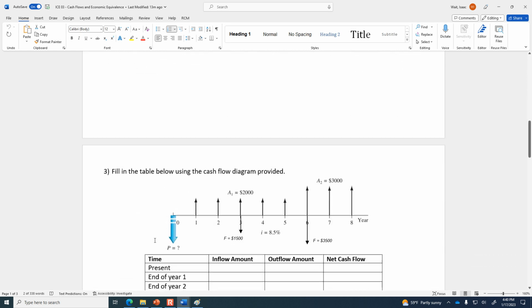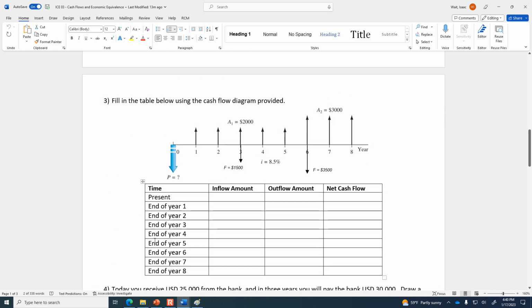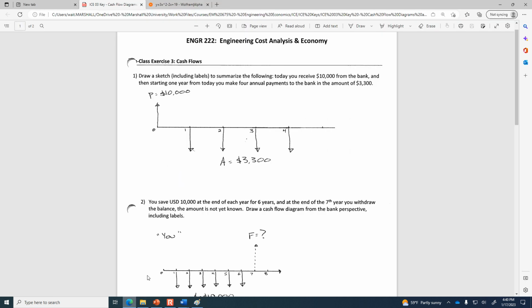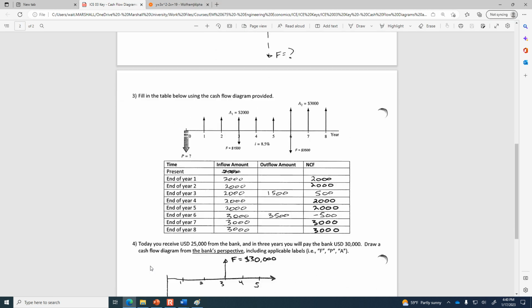All right, problem 3 was just translating a cash flow diagram into a cash flow table. So inflow amounts are the arrows above the line. Outflow amounts are the arrows below the line, and then the net is going to be the in minus out. There are a couple of years, years 3 and 6, where there's both an in and an out. So we need to know the difference between them. Let's see. Yep, here we got it.